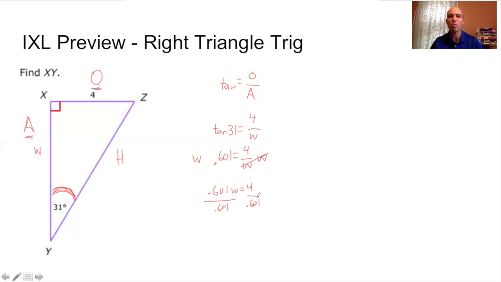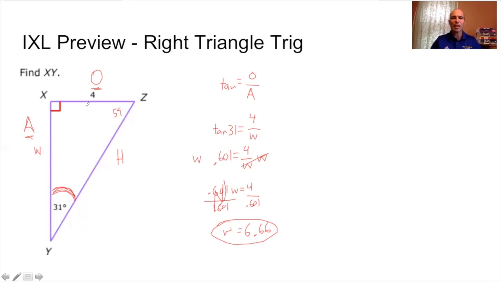When in doubt, I always do all the algebra. So W is going to equal 4 divided by 0.601. And there we have it, W equals 6.66, actually, if we go too deep. So there we have it, and it makes sense. If this is 31 degrees, this would be like 59 degrees, so it makes sense that this side would be a little bigger than that side, and it is.